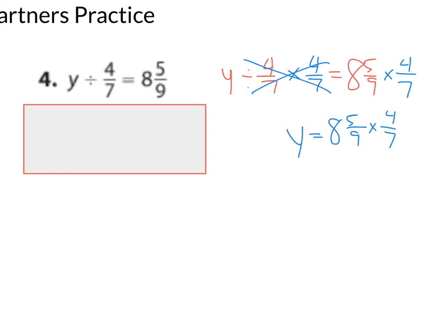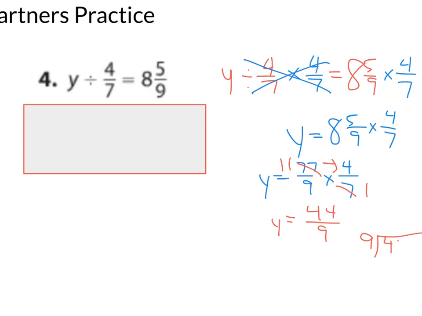I remember that I need to make this into an improper fraction before I can multiply. And I got 77/9 times 4/7. Luckily, we can simplify, dividing this by 7. Then multiply across. 44/9 equals y. Last step is to make that into a mixed number again. Y equals 4 8/9. Now let's talk about number 5 in 3, 2, 1.